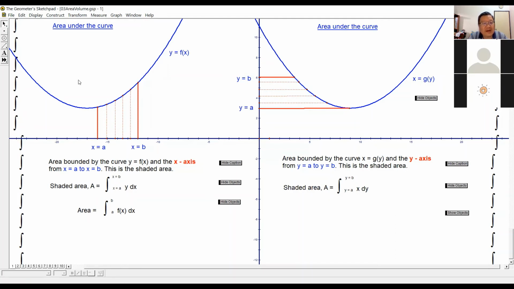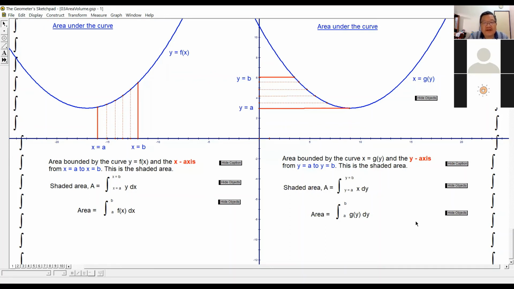So it is x dy. You have to change the x into a function of y so that you can integrate with respect to y. And the upper and lower limits are values of y.